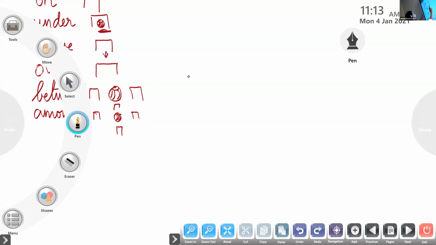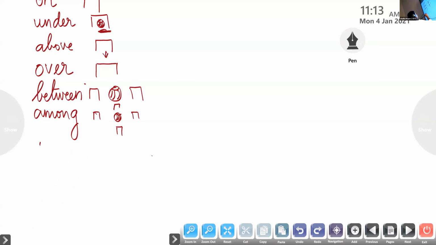Okay, now we'll move on to near. Near means what, children? Is something your house is near to the temple. So it means it is not far off, near. Okay, beside, we have learned, beside means very near to. Two persons are sitting very close to, we use beside.